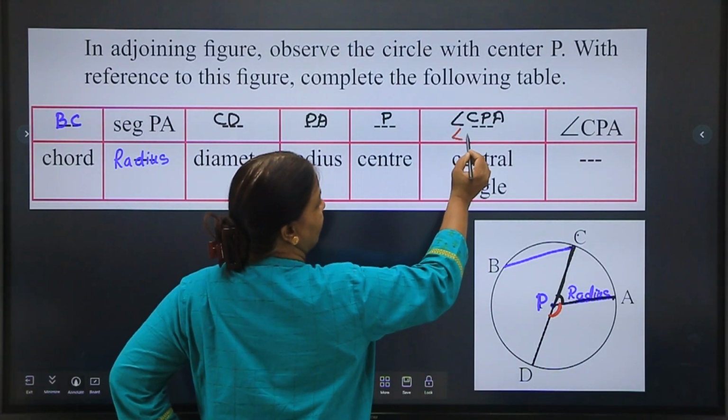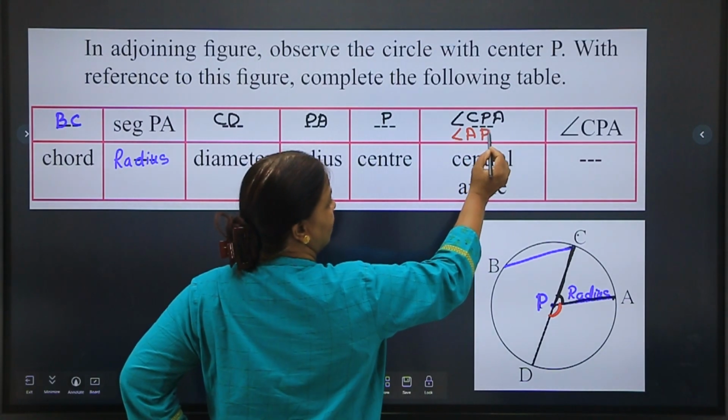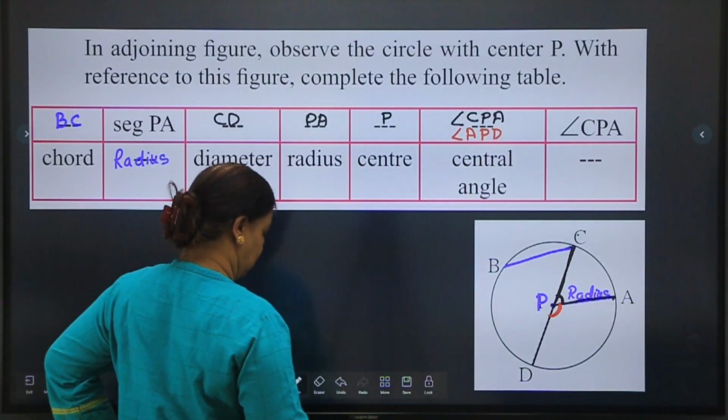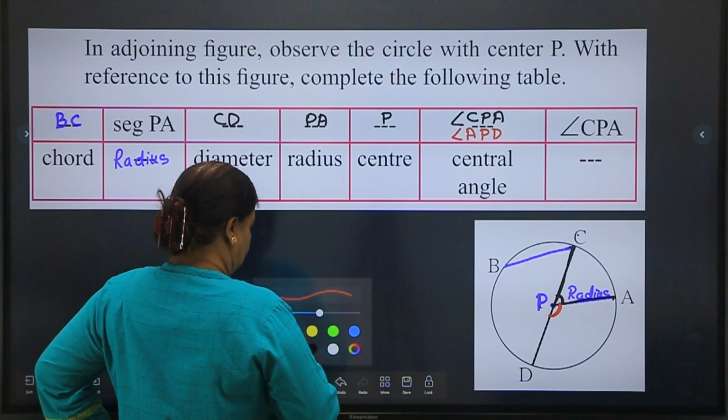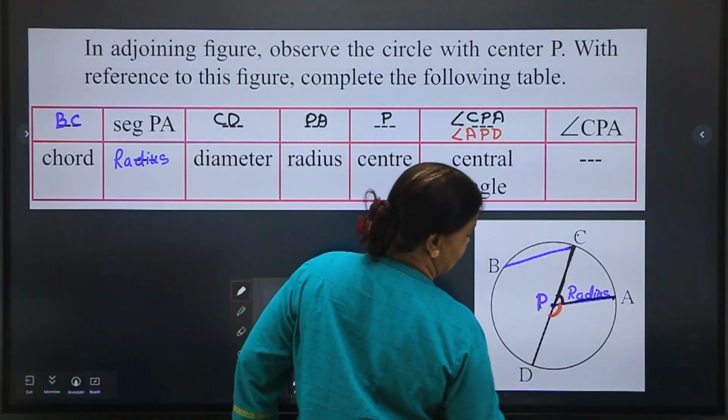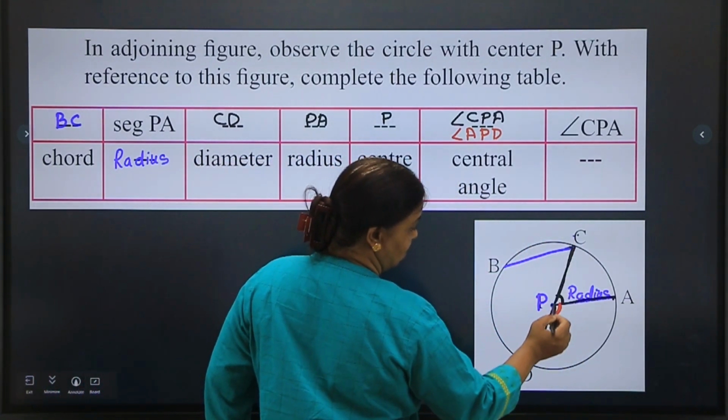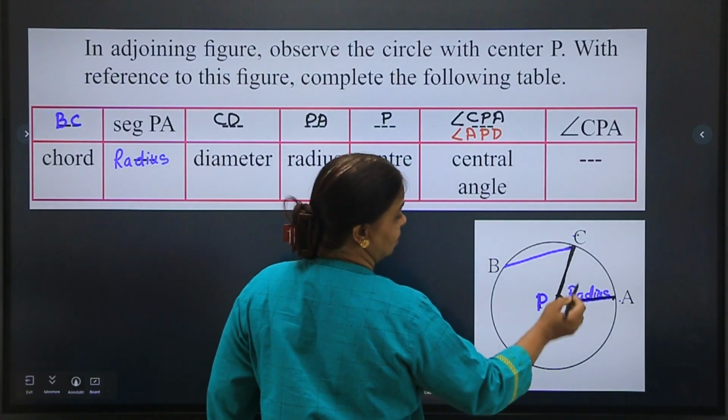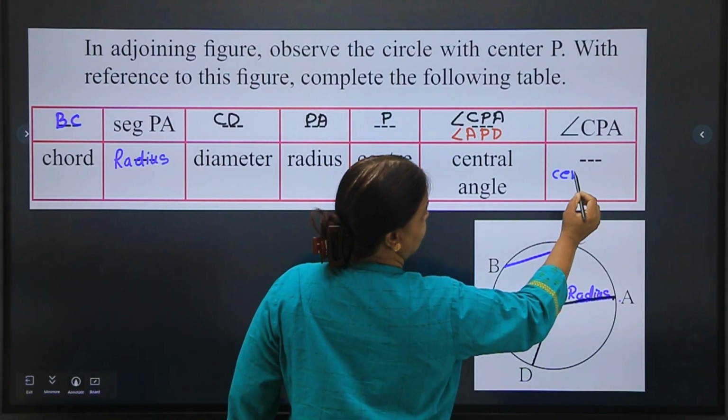Angle APD. Now angle CPA. CPA is which angle? Central angle.